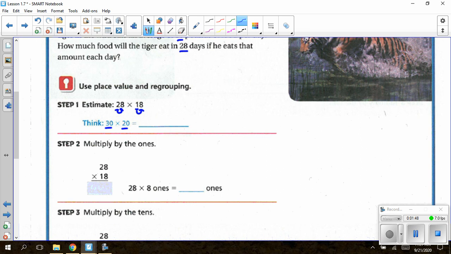So when I multiply these two numbers together, I have to take 3 times 2 first, which is 6. And then with the 30 and the 20, they both have a 0, so that means I have to add 2 zeros to my final answer. So that means the tiger would eat about 600 pounds of food.